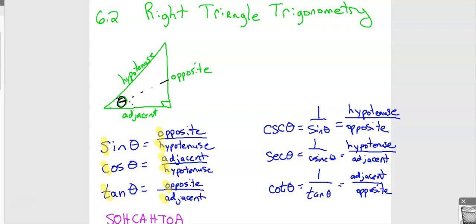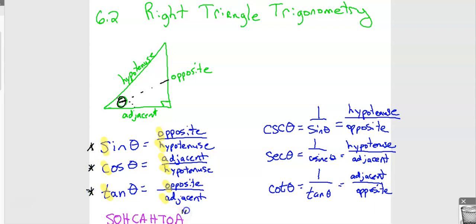So the definitions of the trig functions, the 6 trig functions that we're going to be concerned about: sine is opposite over hypotenuse, cosine is adjacent over hypotenuse, and then tangent is opposite over adjacent. So these 3 right here are the primary trig functions. Make sure you know those 3.